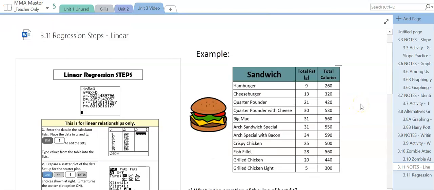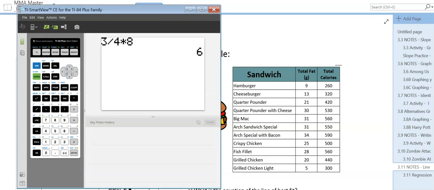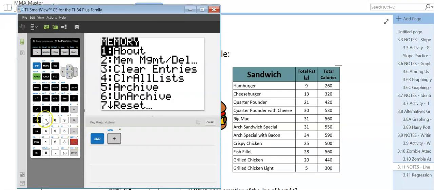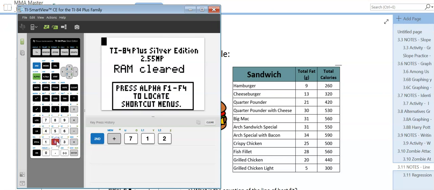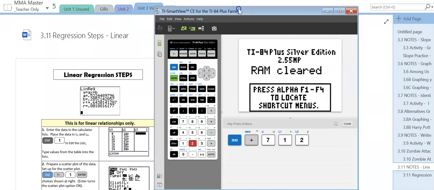So the first thing I always ask students to do, and you'll notice over here, is clear your calculator. First thing you always need to do is clear your calculator. It is key to get that calculator cleared. So you're going to do second plus 7, 1, 2, and clear your calculator. Okay. Then the step tells us to hit stat 1 right here. Stat 1 to edit the lists, okay?